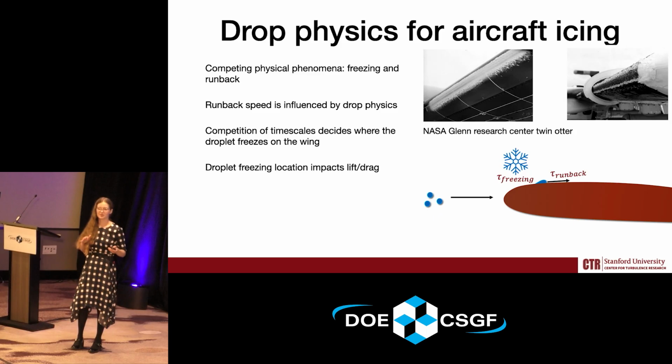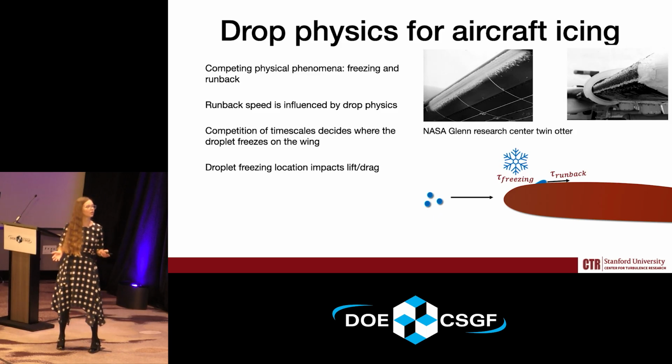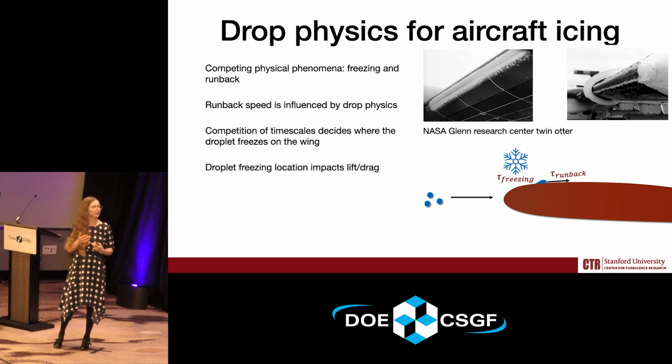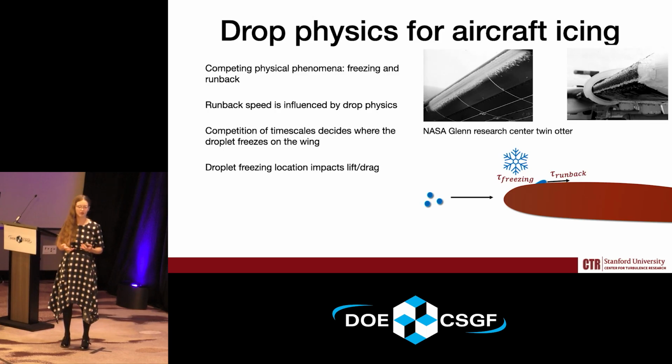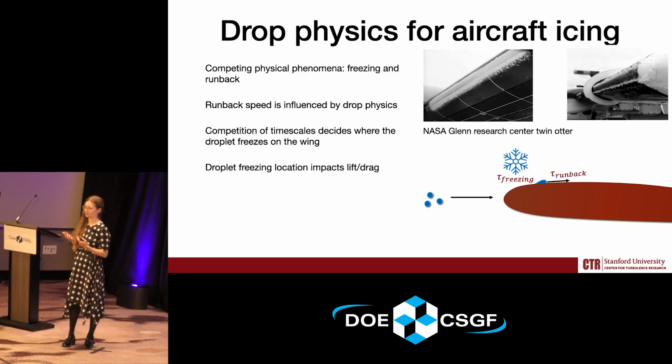What my lab is especially interested in is aircraft icing. In this case, you have drops impinging on an aircraft and an airfoil. And you have two main physical phenomena at play. You have freezing, and you also have run back, where the drops impinge and then run backwards on the airfoil. The run back speed is directly influenced by droplet physics. And the competition of timescales between the freezing and the run back determines where the drop freezes on the wing. This location can affect the lift and drag and some of the safety implications here.